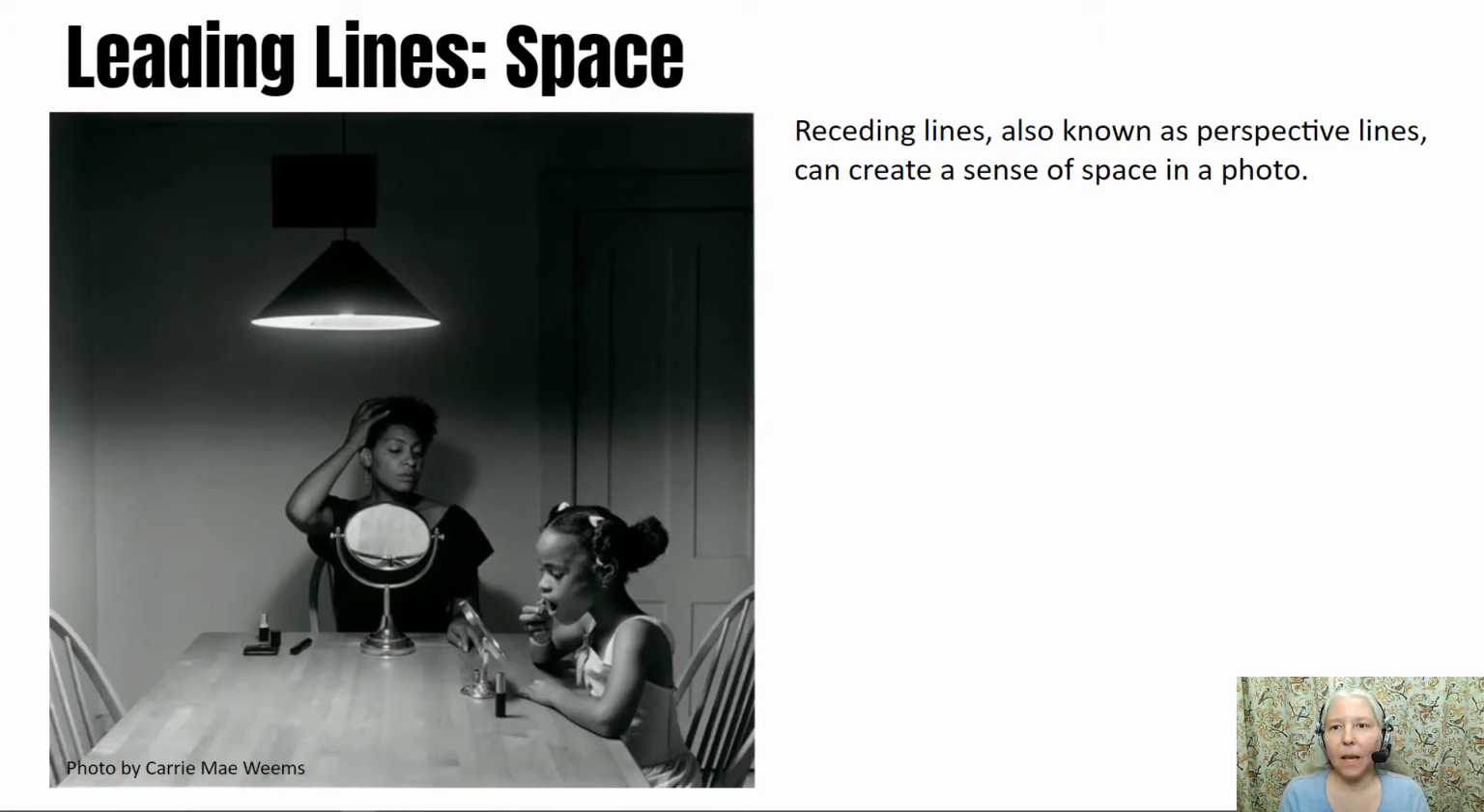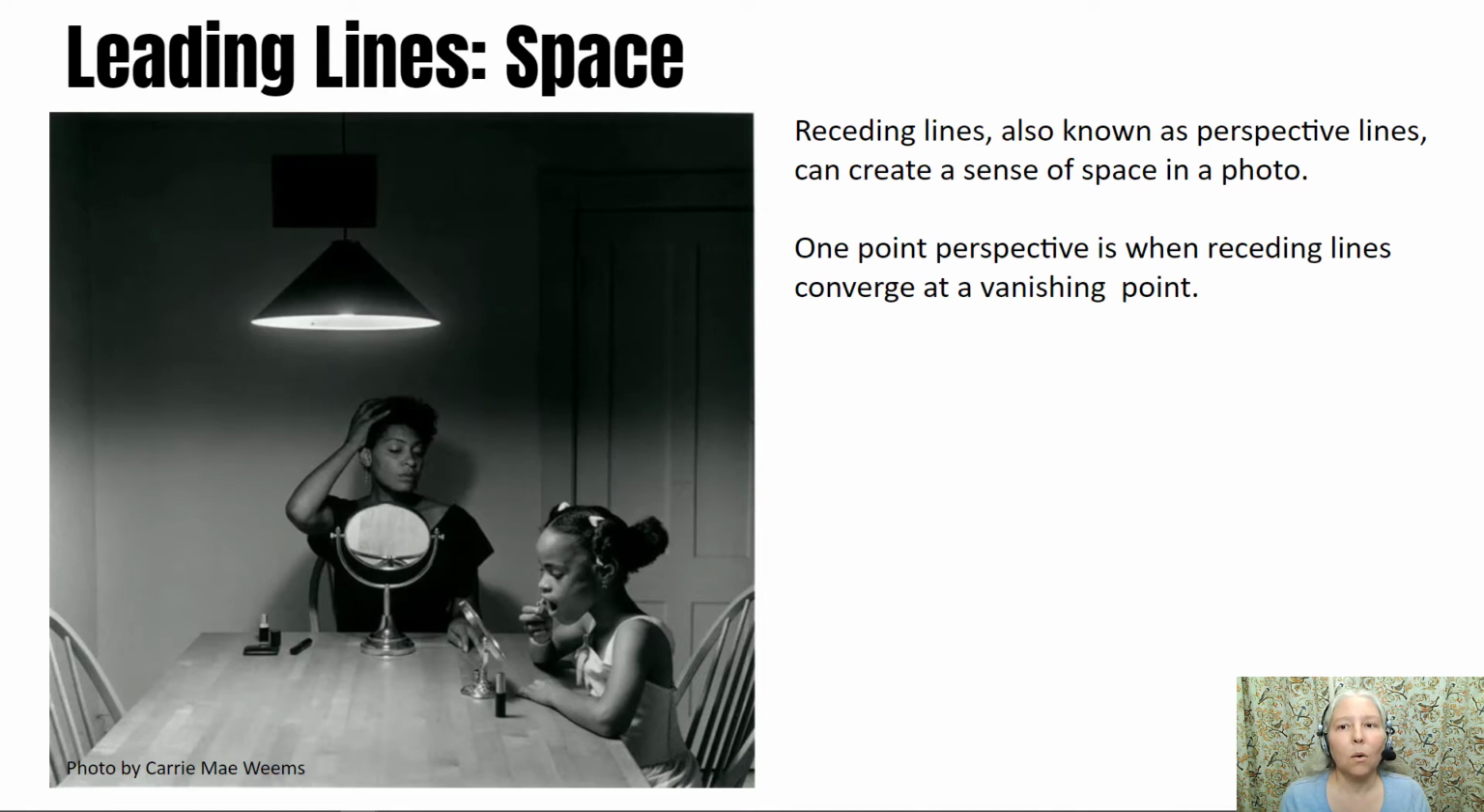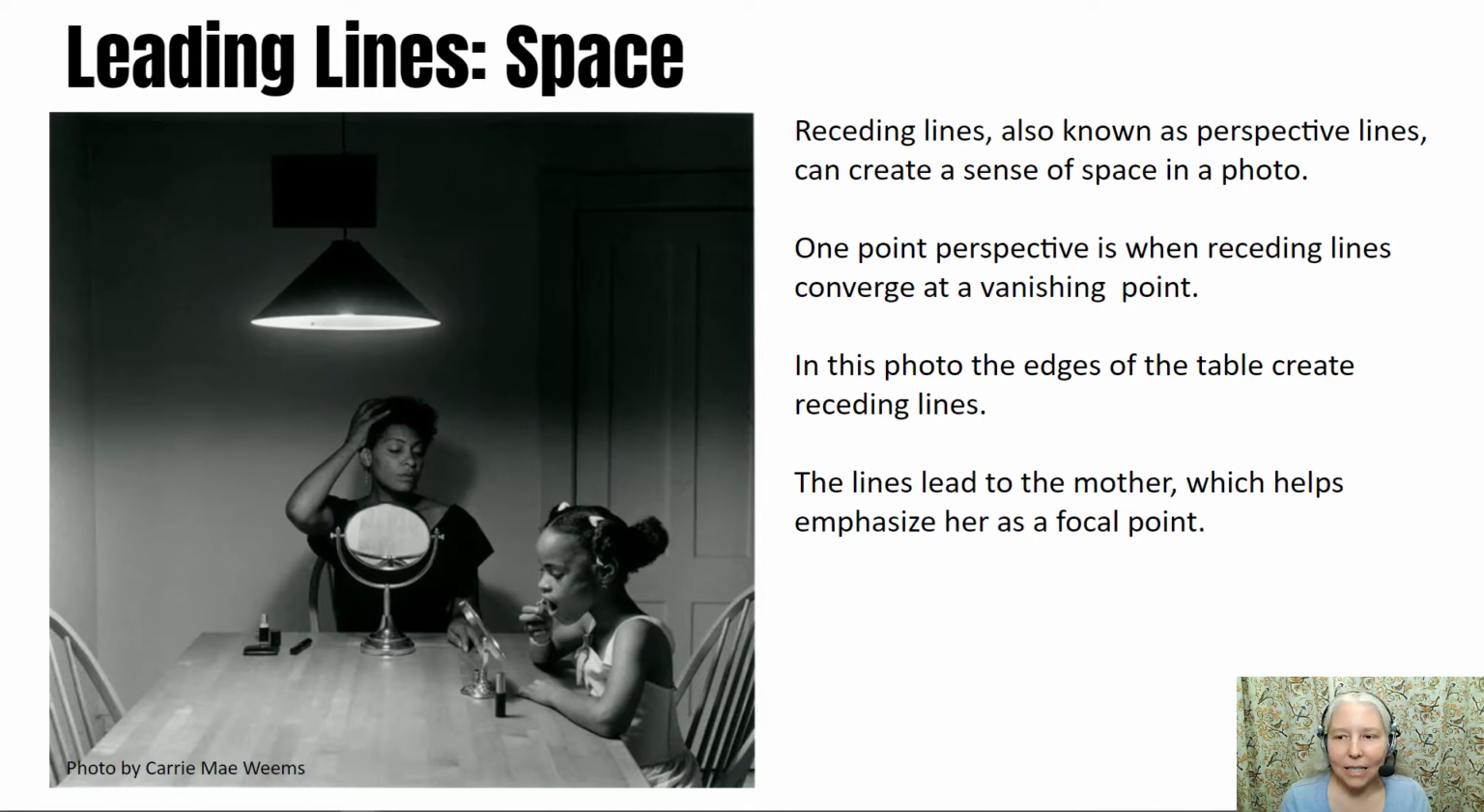Space. Receding lines, also known as perspective lines, can create a sense of space in a photo. One-point perspective is when receding lines converge at a vanishing point. In this photo, the edges of the table create the receding lines. The lines lead to the mother, which help emphasize her as a focal point. I think this is a really sweet photo that tells a really nice story of a little girl that is watching her mother and imitating her.